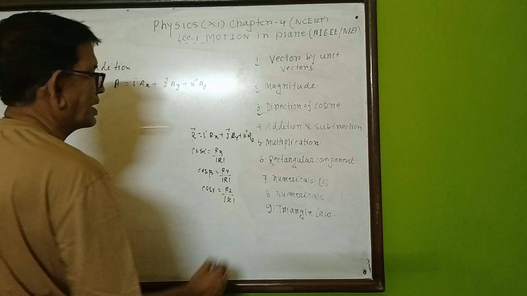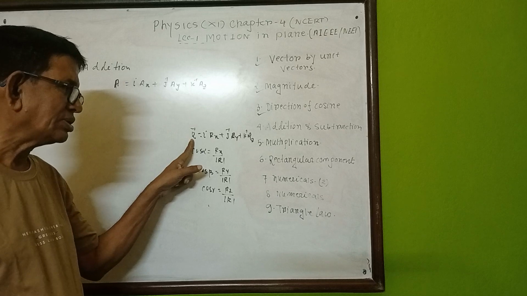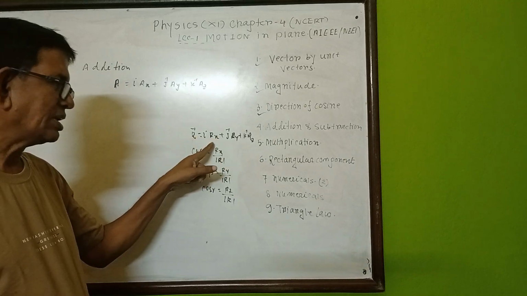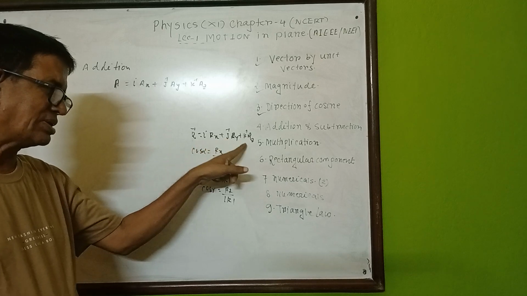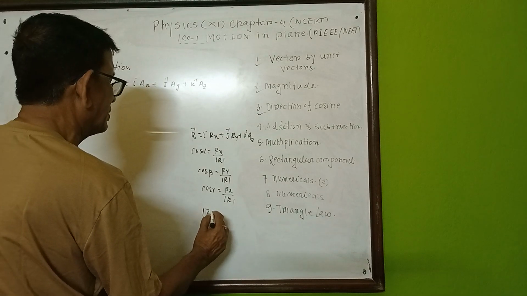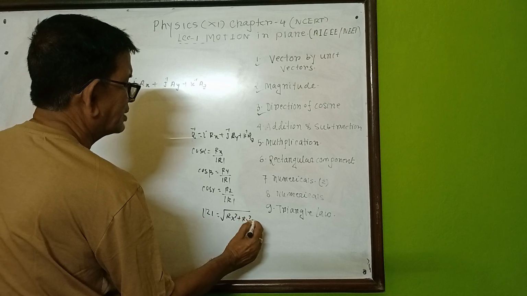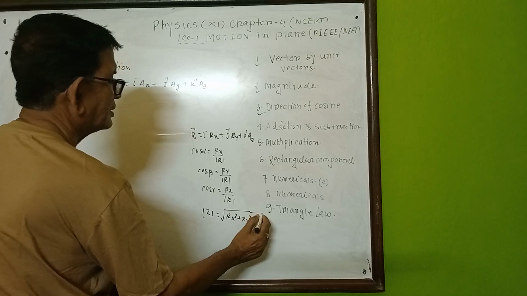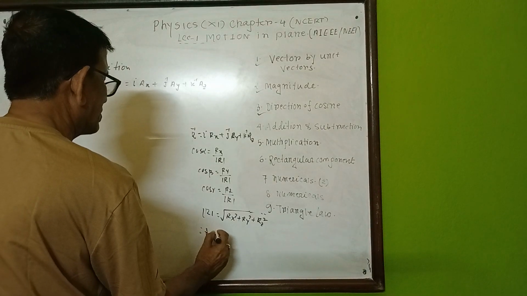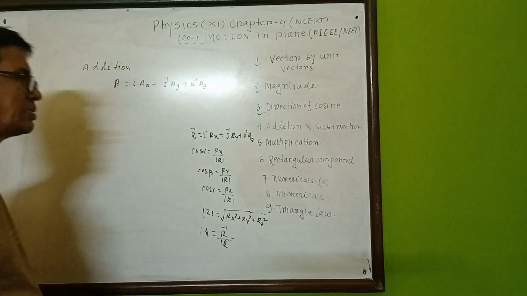Most probably I have told you x, but it is better you write down Rx, since you are considering the R vector. Rx is the component of R along the x-axis, Ry is the component of R along the y-axis, and Rz is the component of R along the z-axis. Now the magnitude of R will be root over Rx square plus Ry square plus Rz square. Any vector divided by its magnitude will give the unit vector, so R by modulus R will give the unit vector along the direction of R.